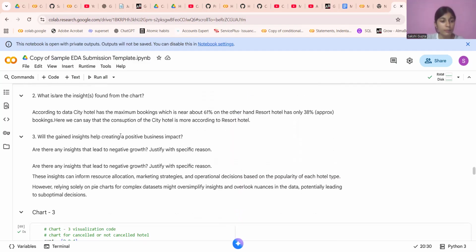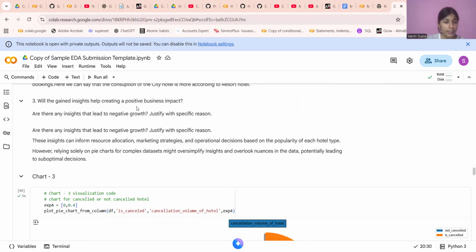According to the data, City Hotel has the maximum booking, which is near about 61%. On the other hand, Resort Hotel has only approximately 38% booking. Here we can say that the consumption of the City Hotel is more compared to the Resort Hotel.